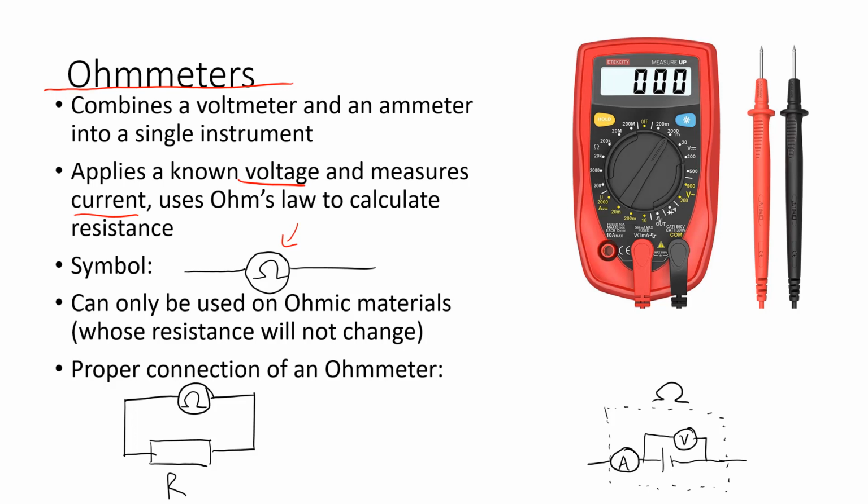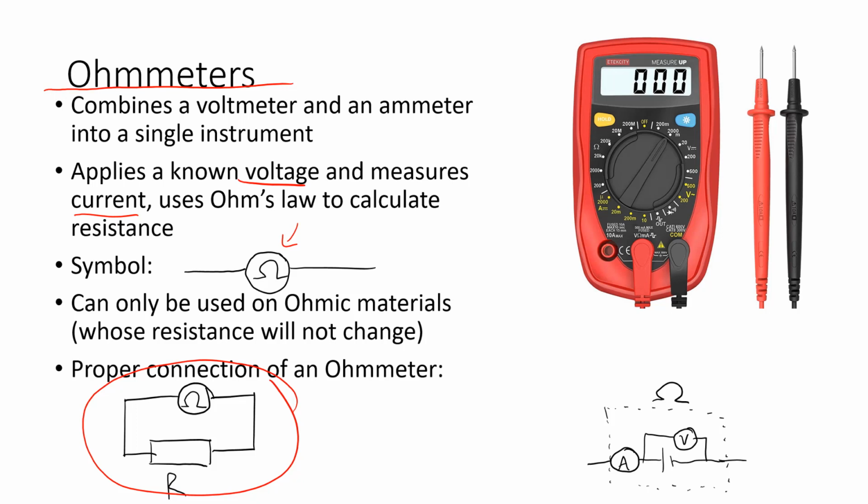Because essentially in order to connect this, because it's an ammeter and a voltmeter, you need to connect it in series and in parallel at the same time. The only way to do that is to take your resistor out of whatever circuit it was in, and then just connect it directly to the ohm meter. So this is how we connect our ohm meter. It forms its own circuit with whatever you're measuring the resistance of. You can't actually use an ohm meter in a circuit that's already built. It will not give you an accurate reading.